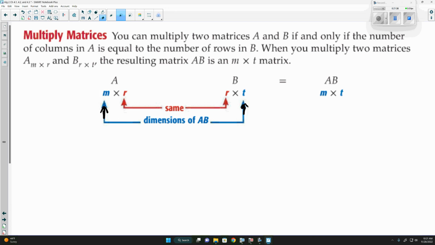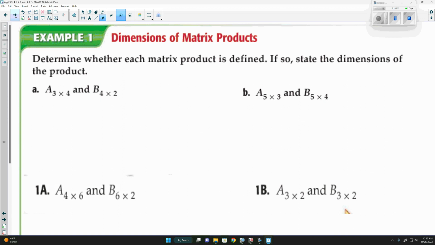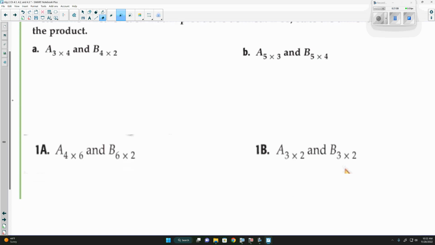The rows of the first and columns of the second will be the dimensions of the new matrix when we multiply them together. So with matrix multiplication, the rows and columns of both don't have to be the same. They don't have to have the same dimensions. So let's look at this here. For the first four that we're going to do, we're not going to actually multiply anything together. We're just going to determine if multiplication is possible.